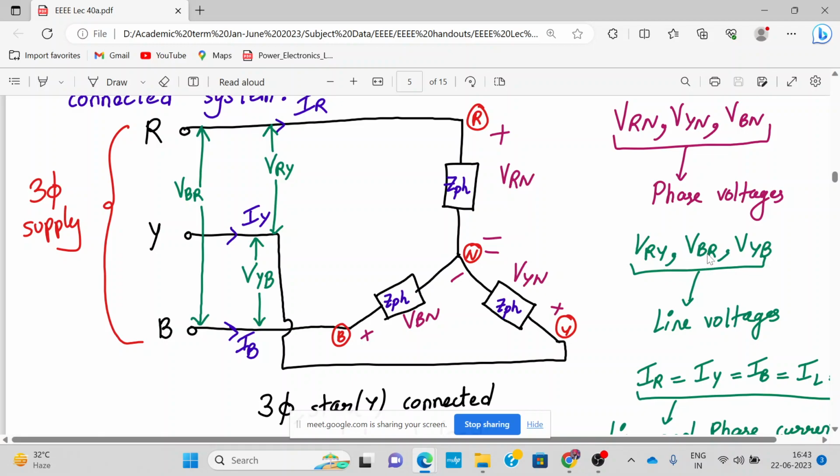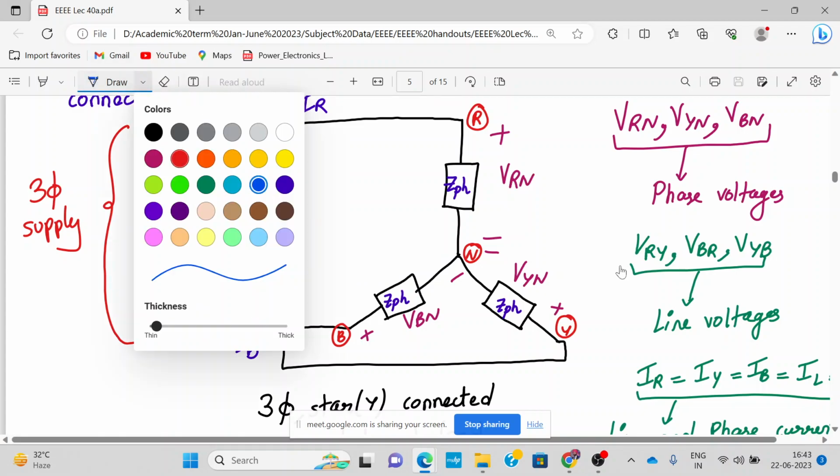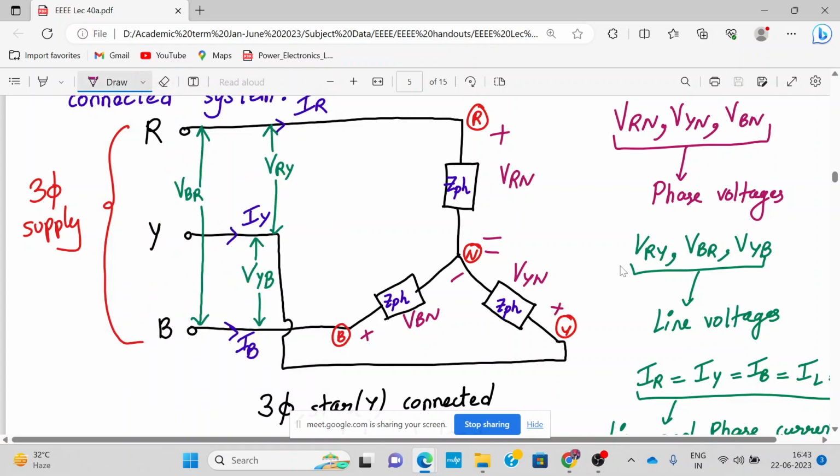Now you will say, not VRB? This is R, Y, B, so you should always remember the sequence like this. VRY, then next is VYB, and next is VBR, not RB. Are you following? So these are the three line voltages. Is this clear to you?